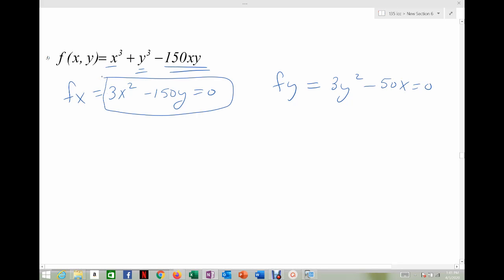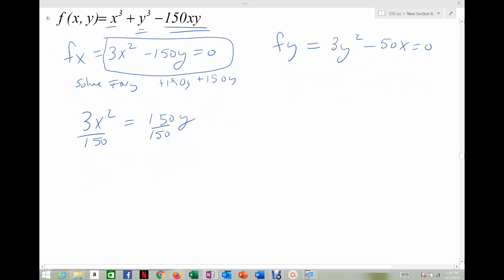Alright, so I'm going to pick this equation and I'm going to solve for y. I could have picked that one and solved for x and it would pan out the same way. So solve for y. I'm going to add my 150y to the other side. So I get 3x squared equals 150y. Divide by my 150. And so I'm going to reduce my fraction but leave it. 3 goes into 150, comes out 50, so x squared divided by 50 is what my y value is equal to. And don't round, leave it exact.